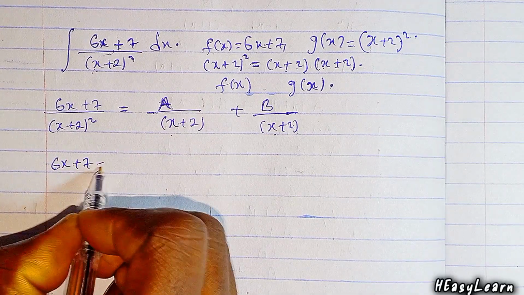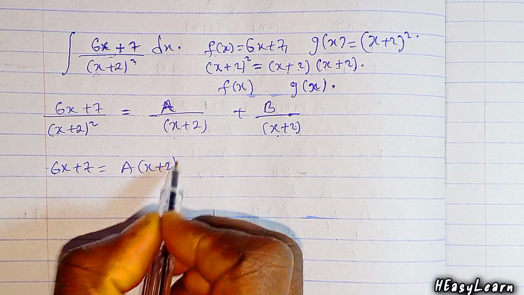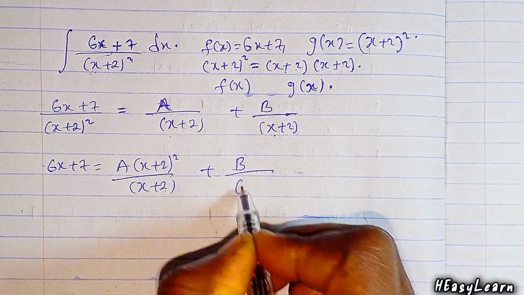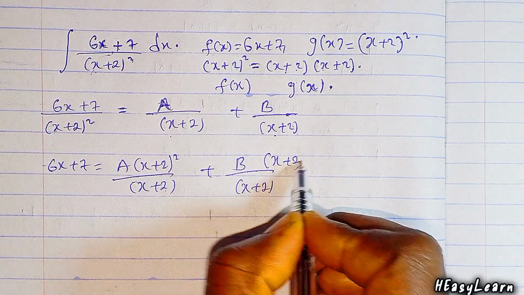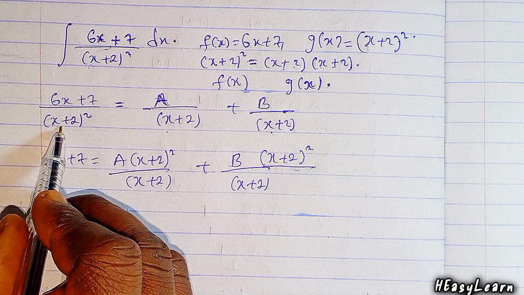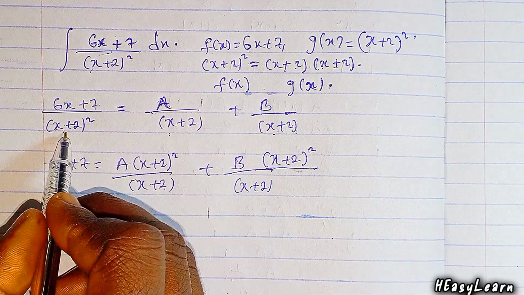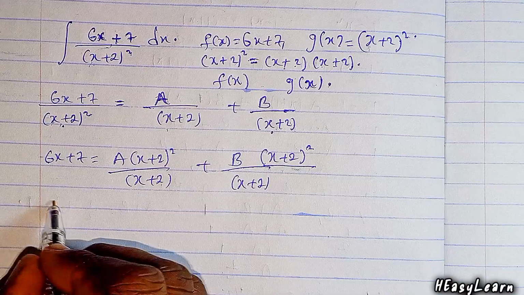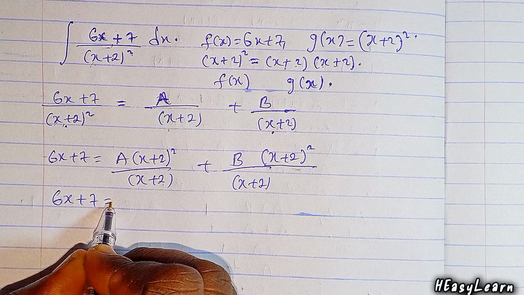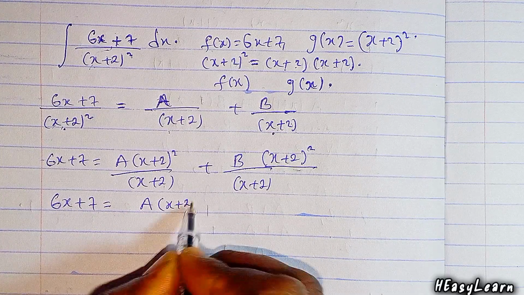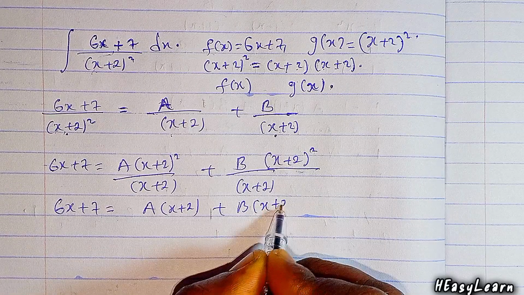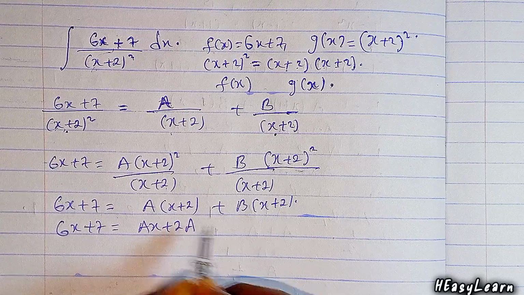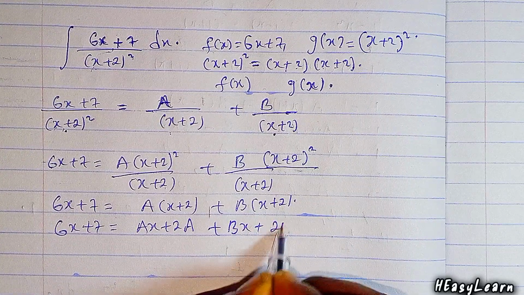So clear the denominator. We have a times x plus 2 squared divided by x plus 2 plus b divided by x plus 2, x plus 2 squared. Since the denominator is repeated, this is not how to do it, a divided by the first bracket, b divided by the second bracket, but just assume this and see what happens. This is 6x plus 7 equals a, it will reduce the denominator, plus b, it will also reduce the denominator. This is 6x plus 7 equals ax plus 2a plus bx plus 2b.